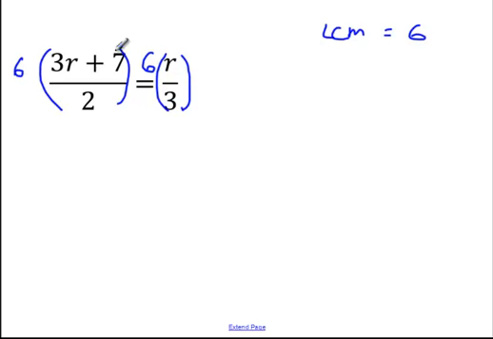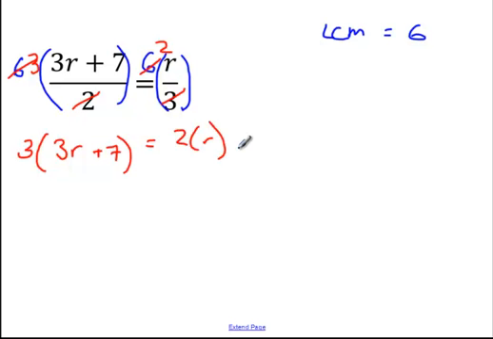Well, if I do 6 times something and then divide it by 2, really I'm just multiplying by 3. And if I do 6 times something divided by 3, well, 6 divided by 3 is 2, so I'm just multiplying by 2 here. Okay, so I'll write that out. We've got 3 times (3r plus 7), that's our left-hand side, and then I've got just 2 times r on the right-hand side. So all my denominators have cancelled out.